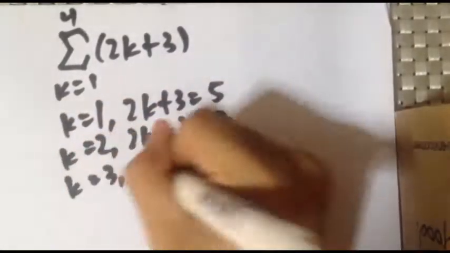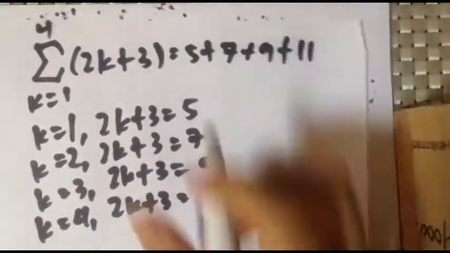Let's have an example. The summation of k equals 1 to 4 of 2k plus 3. We have the terms 5, 7, 9, and 11, so the sum is 32.